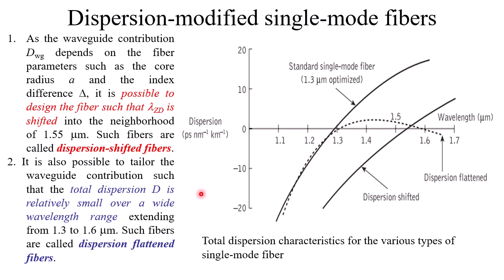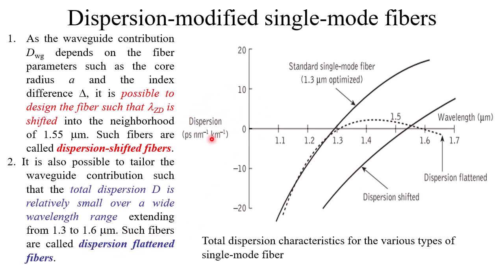It is also possible to tailor the waveguide contribution such that the total dispersion D is relatively small over a wide wavelength range extending from 1.3 to 1.6 micrometer. Such fibers are called the dispersion flattened fibers.